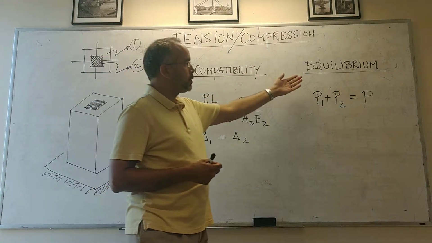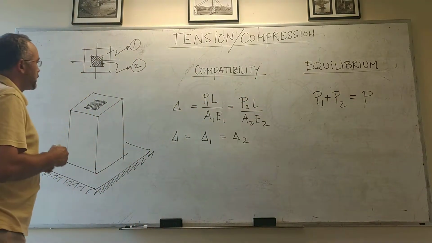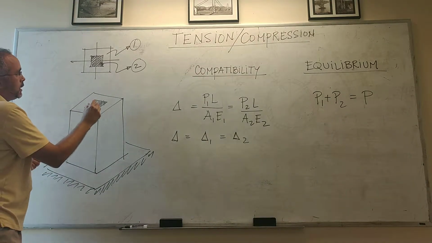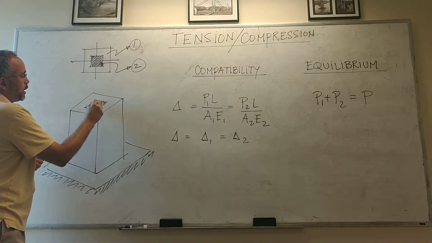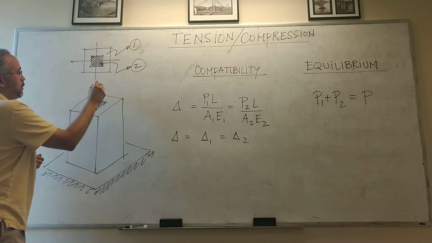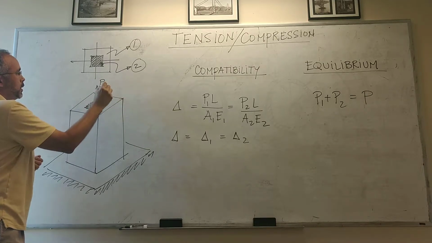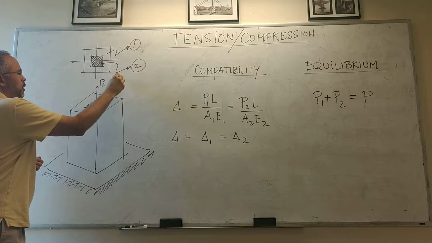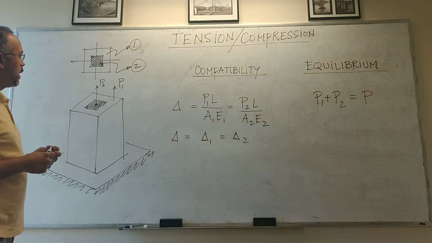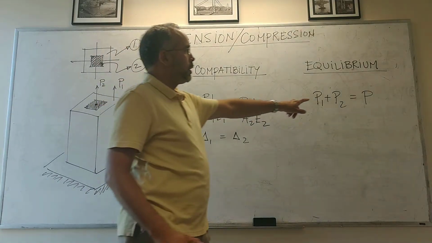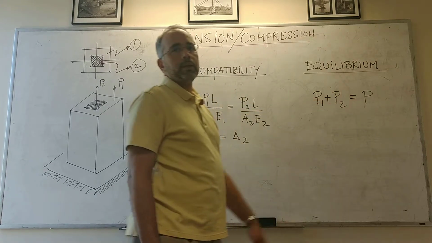We write the equilibrium equation, where we basically say that the total force contributed by material 2 plus the total force contributed by material 1 has to equal the total force that's applied on the member.